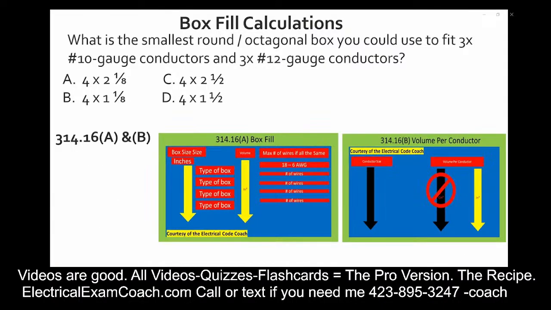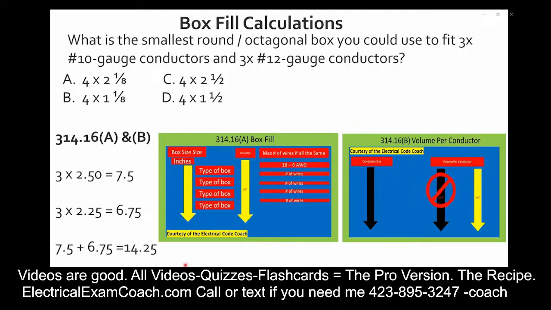What is the smallest round octagonal box you could use to fit 3 10-gauge conductors and 3 12-gauge conductors? For this one, we're going to be using both the tables again. Let's go ahead and bear all of our math out, and we find out that these conductors are taking up a total of 14.25.